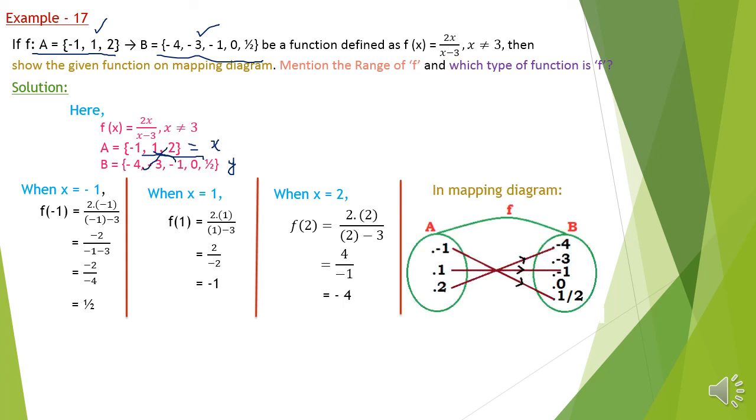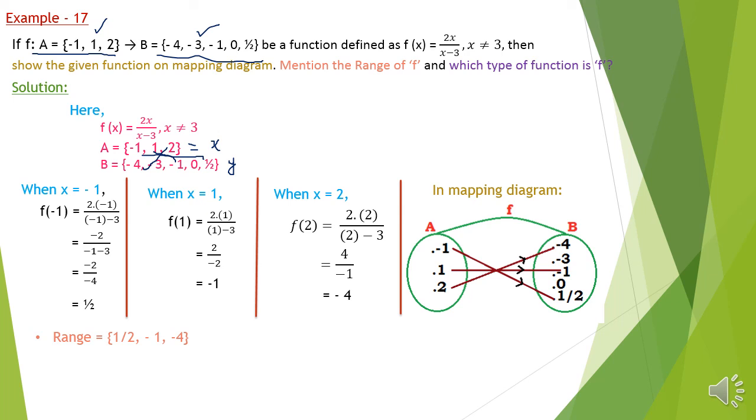In the mapping diagram, we have to write entire set B and entire set A. Minus 1 is mapped to 1 by 2, 1 is mapped to minus 1, and 2 is mapped to minus 4. So in this way we found images and pre-images, and that will help us while mapping, and to find the range of f.